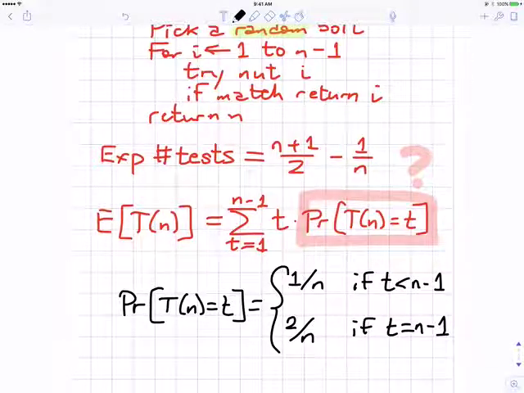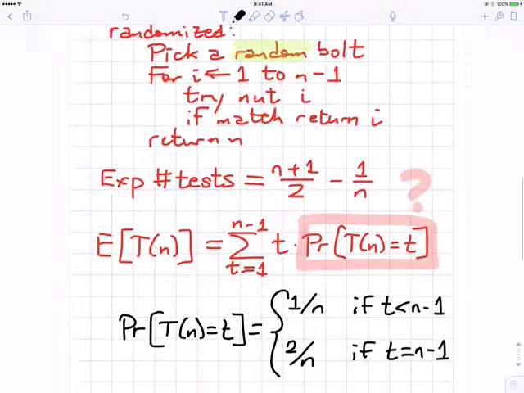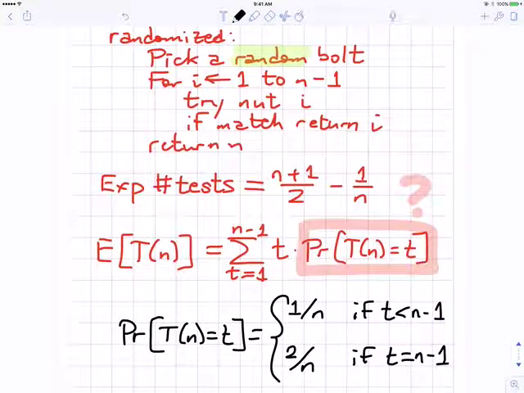So at this point, I can do some math. I can plug this expression into here. I can do the algebra, and I'll get n plus 1 over 2 minus 1 over n. If you want to see the algebra, you can look in the notes. Are you replacing the bolt or taking it out? No. I pick one bolt, that's it. There's only one bolt throughout the entire algorithm. Oh, so you're not doing the nuts at random, it's just the bolt. Right. The only randomness is I pick a bolt.